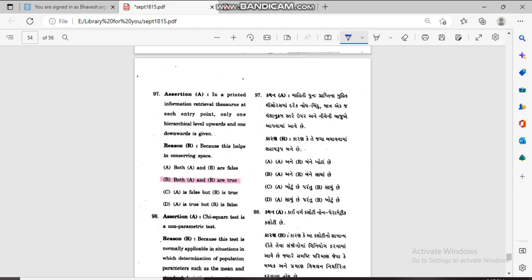In a printed information retrieval thesaurus, at each entry point, only one hierarchical level upwards and one downwards is given because this helps in conserving space. Both A and R are true.